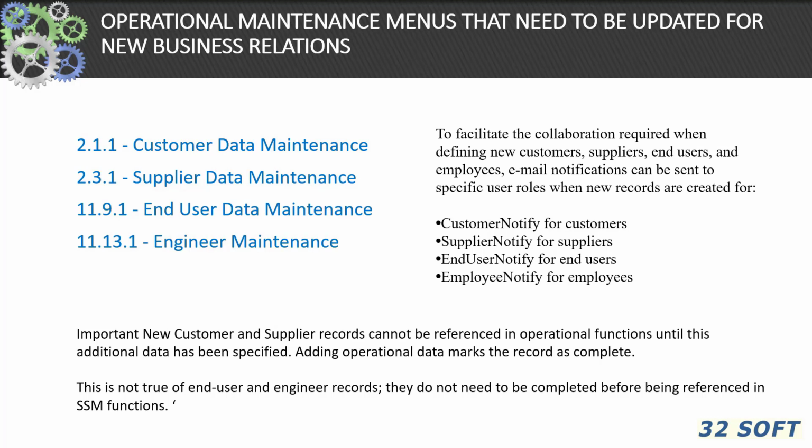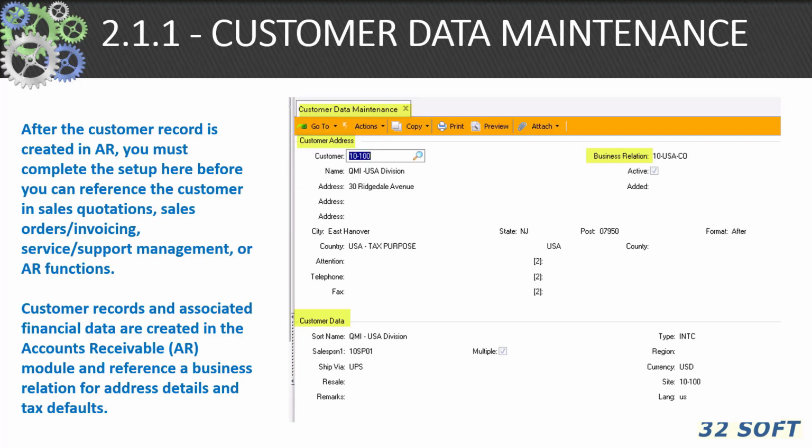In some of the old SE functionality, customer, supplier, user, and engineer maintenance, you've still got to go into those maintenance screens and verify and validate the operational side so that it can interface with the EE side of finance. You can also have emails sent out for customer create, supplier, end user, employees. You can have notifications sent out to whoever might be responsible for that.